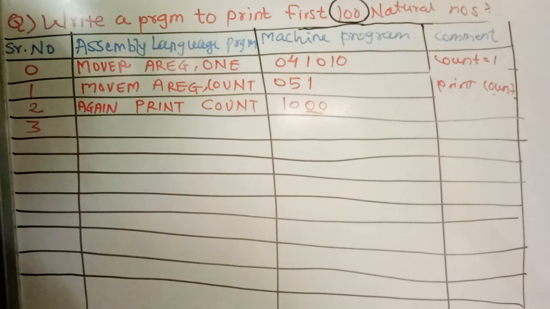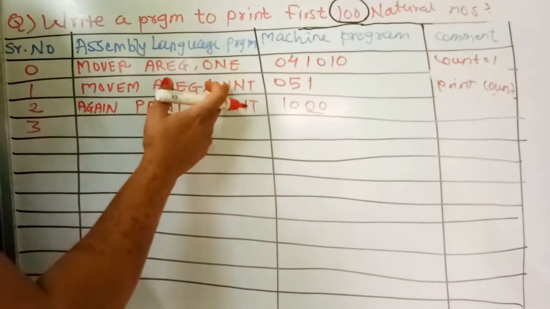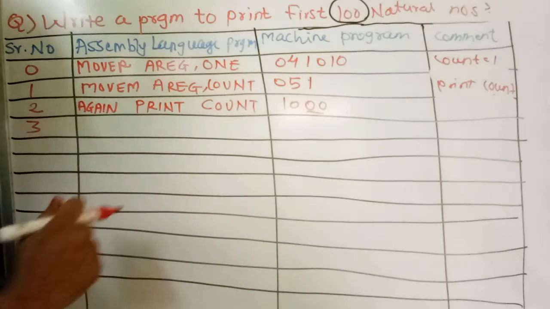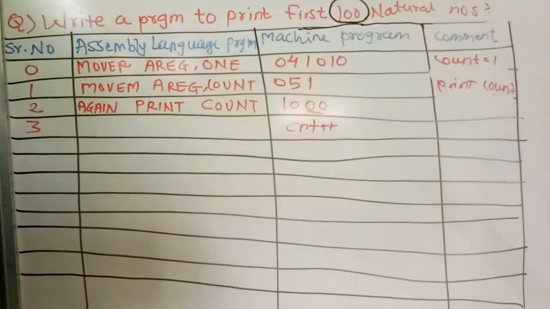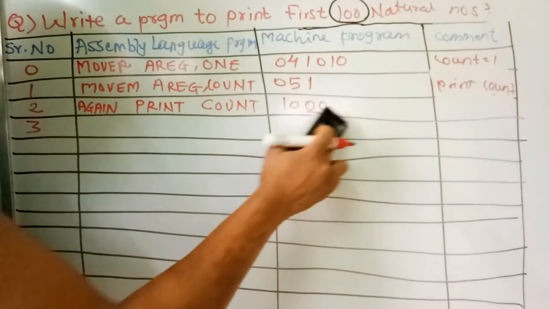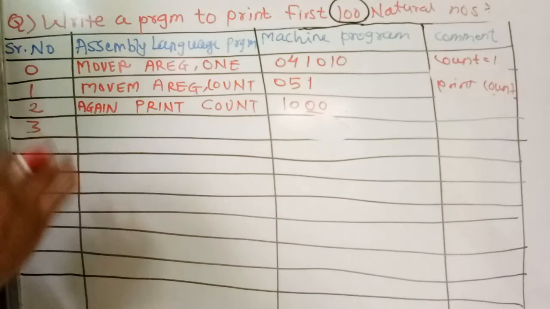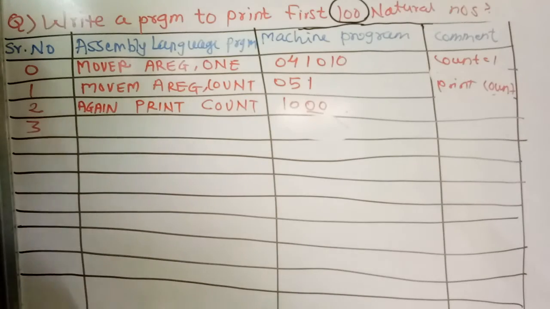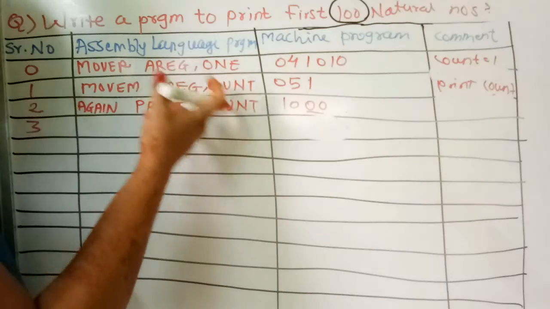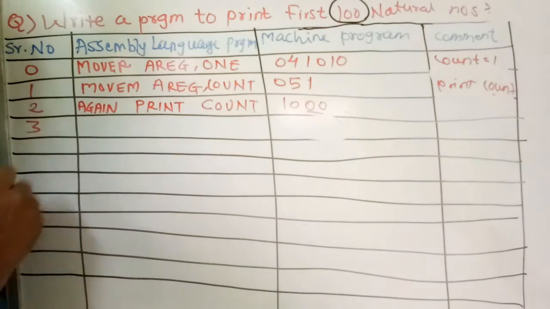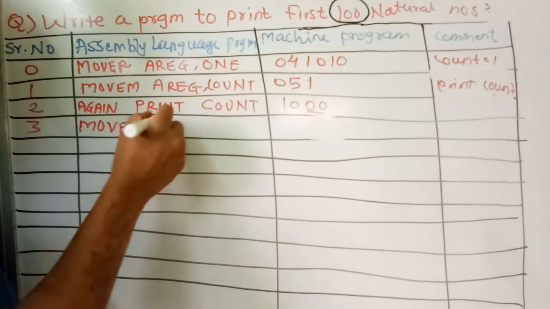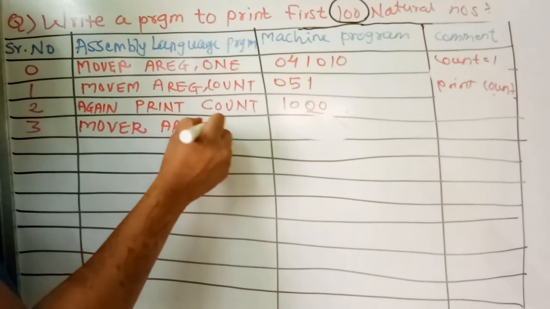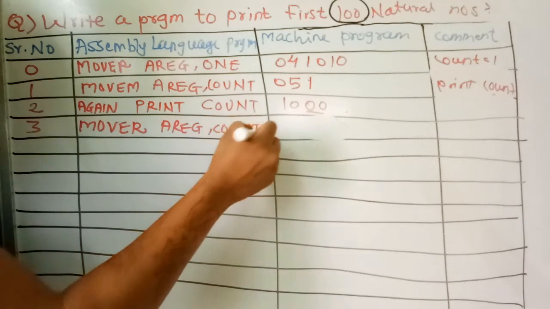In plain language, we would write a move like counter plus plus. But in assembly programming, this facility is unavailable. For that, we have to take the counter again into the A register. For that, we will again use the move register, A register, and we will again shift the count.